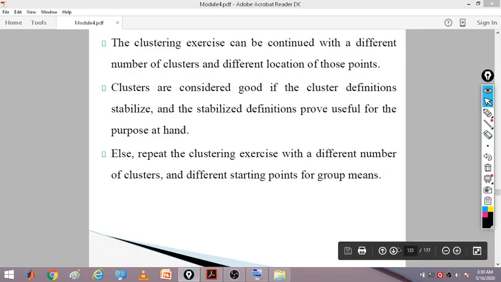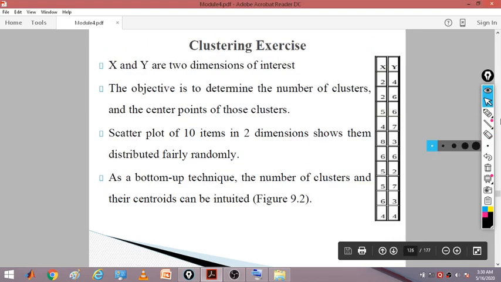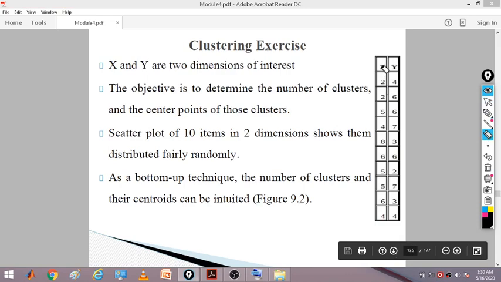Let's just take an example here. We have an x value and a y value, and we want to categorize them into different forms of clusters. So x and y are two dimensions of interest. The objective is to determine the number of clusters and the center points of those clusters.